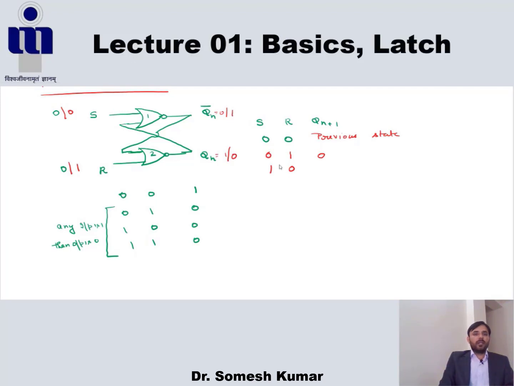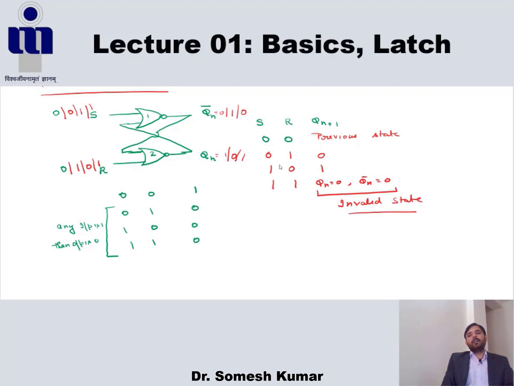But in the next case, if S is 1 and R is 0, if S is 1, then Qn bar becomes always 0, and 0, 0 becomes 1. Fine. So the output is 1. If both inputs are 1 and 1, what happens in that case? Both outputs become 0, which is an invalid state. Fine.